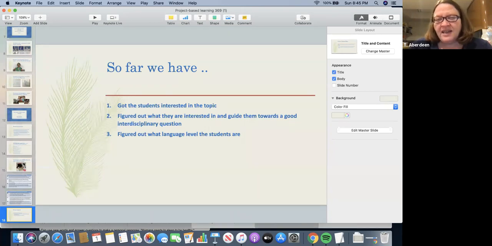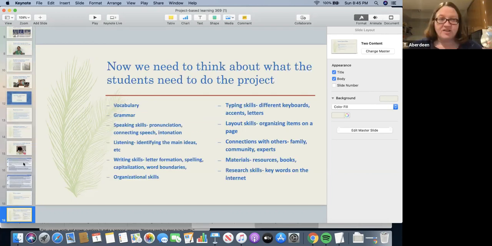We know we have this guiding idea of where we want them to go, what language level they are, right? So we've got the students' interest in the topic. We figured out how to guide them to a good question, and we figured out what their language proficiency is. Okay, so then we need to think about what that project is. So I have all of those answers, and then I'm thinking here, what kind of vocabulary do they need? What kind of grammar do they need?